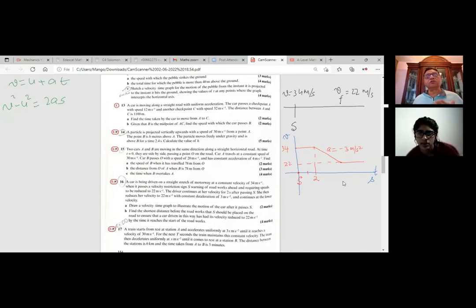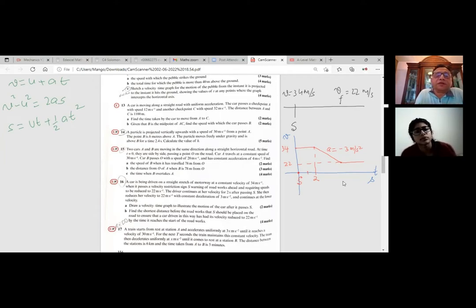Correct? The other formula which you have is S equals ut plus half at squared. Then there's S equals vt minus half at squared. That is related with this. Minus half at. Correct. So now these are your formulas.